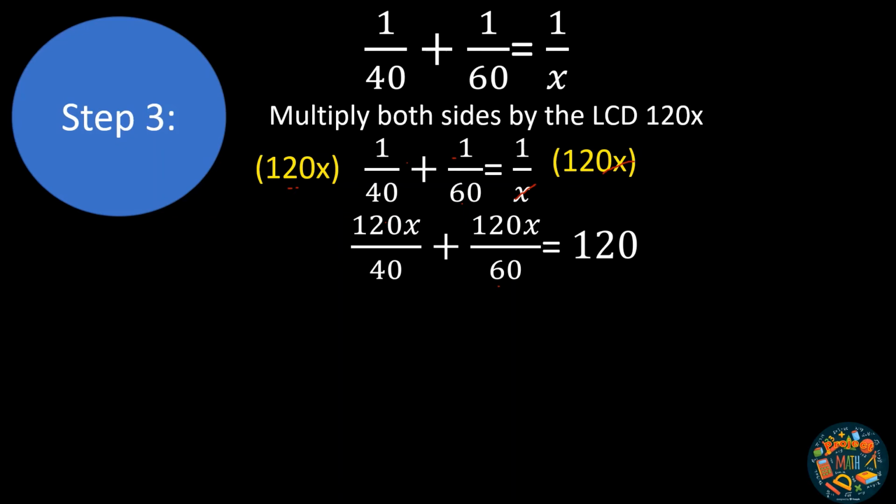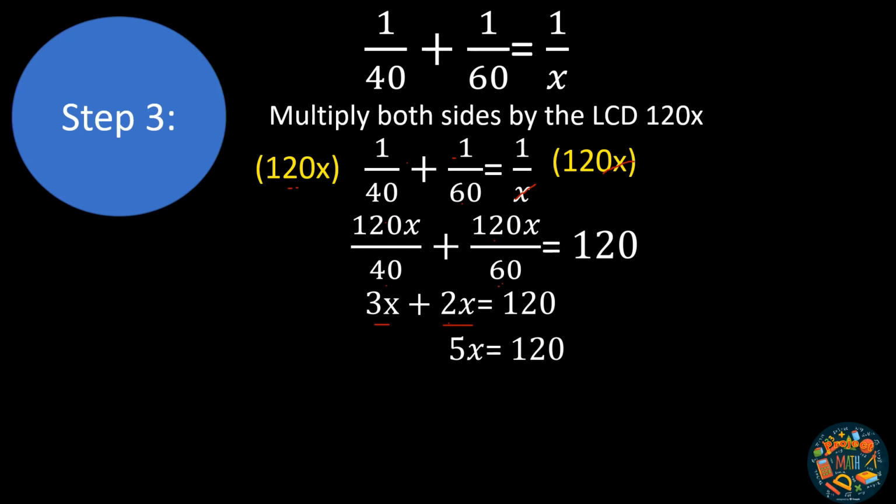Then simplify. So 120 divided by 40 is equal to 3. So we have there 3x. Then 120 divided by 60 is equal to 2. So we have there 2x. Then equals 120. So combine similar terms, 3x plus 2x is equal to 5x, then equals 120.